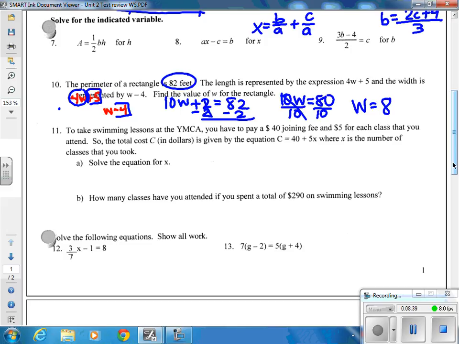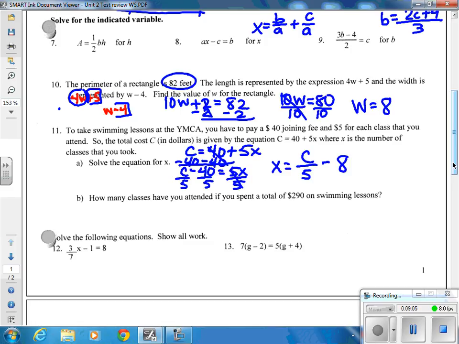So if I take the equation c equals 40 plus 5x, in order to get the x by itself, I'm going to subtract 40 on both sides. So now I've got c minus 40 equals 5x. Right? And in this case, you want to divide every little piece by 5 because part of this is going to simplify. So your final answer for part A is x equals c divided by 5 minus 8, because that 40 divided by 5 turned into an 8. You have to simplify if necessary. If not necessary, then you leave it as it is.